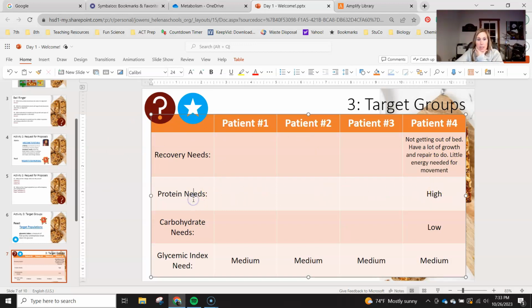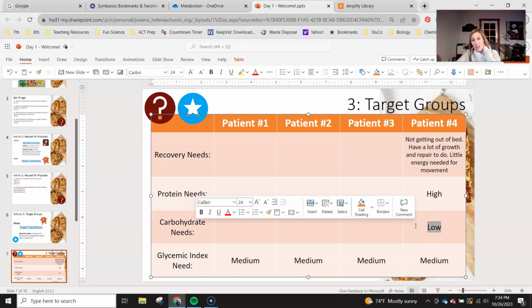Okay, let's take a look at his protein needs. Because they are very injured, the biggest thing their body needs is protein, protein, protein. For all the growth and repair they need to do to their muscles, their brain, their other organs, whatever the case, there really isn't a spot in your body that doesn't have protein. So with that being said, protein needs is going to be a very high need. Okay, carbohydrate needs: we need energy for the growth and repair, but this patient is only doing growth and repair. So it's not getting out of bed, not doing any physical therapy, not even getting close to that. So I marked the carbohydrate need as low because they just really don't need a lot of energy.